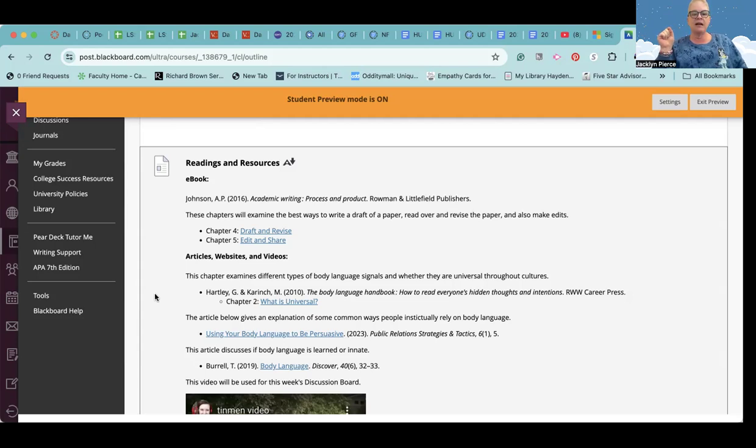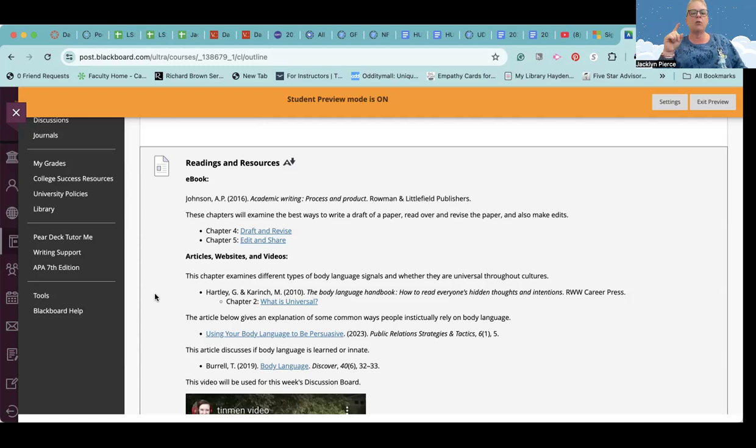The next item on our list is an article about body language. We're going to be focusing on body language and how we communicate using more than just our words. So there's chapter 2, What is Universal, from the Body Language Handbook, and then an article from Public Relations Strategies and Tactics from 2023, Using Your Body Language to be Persuasive.